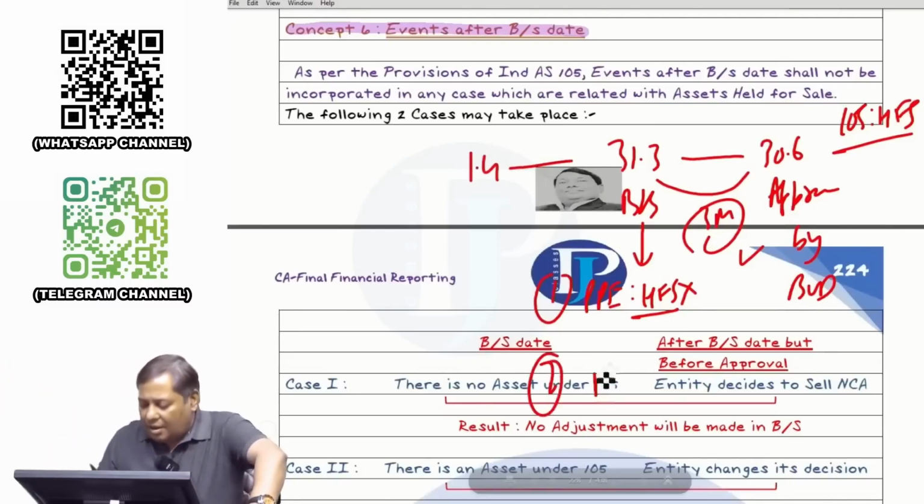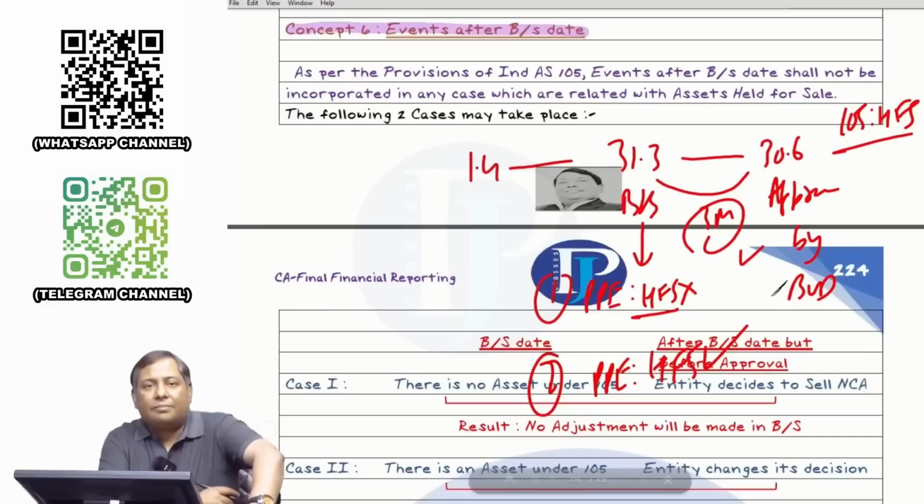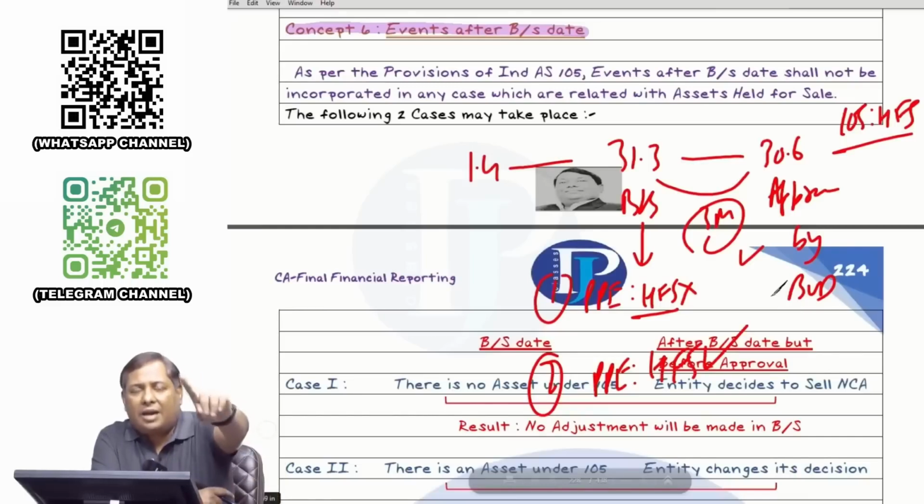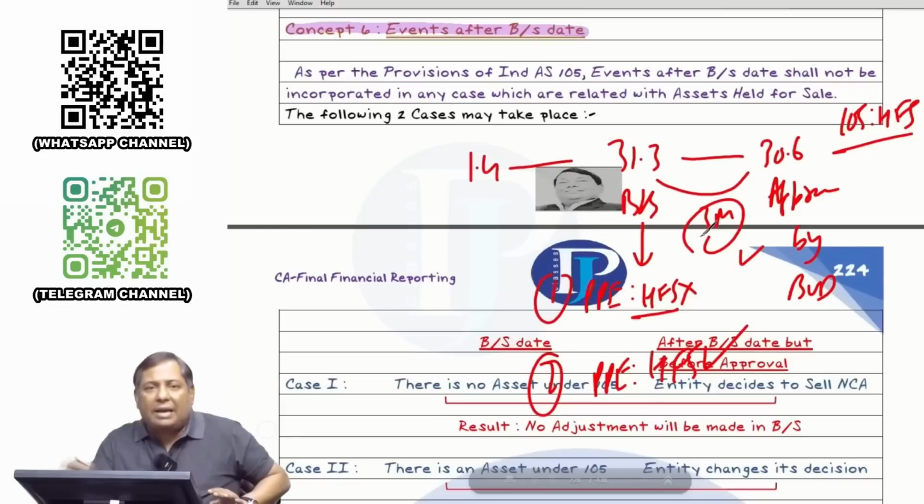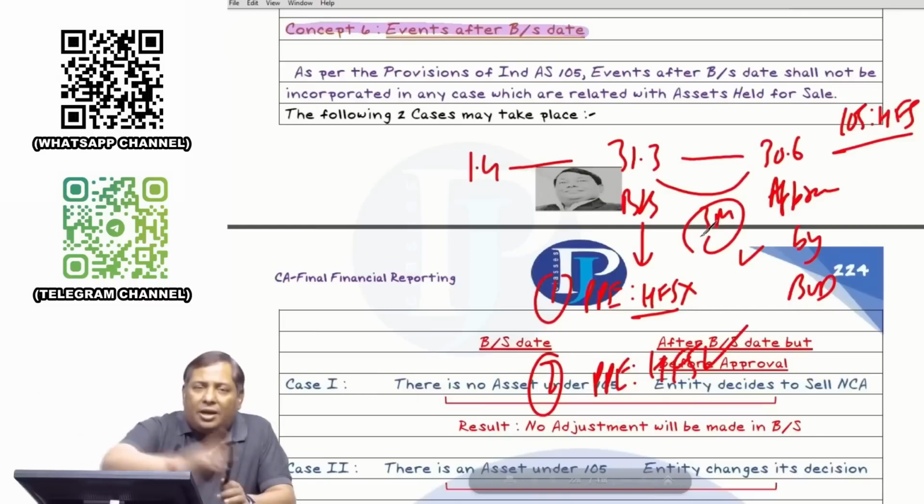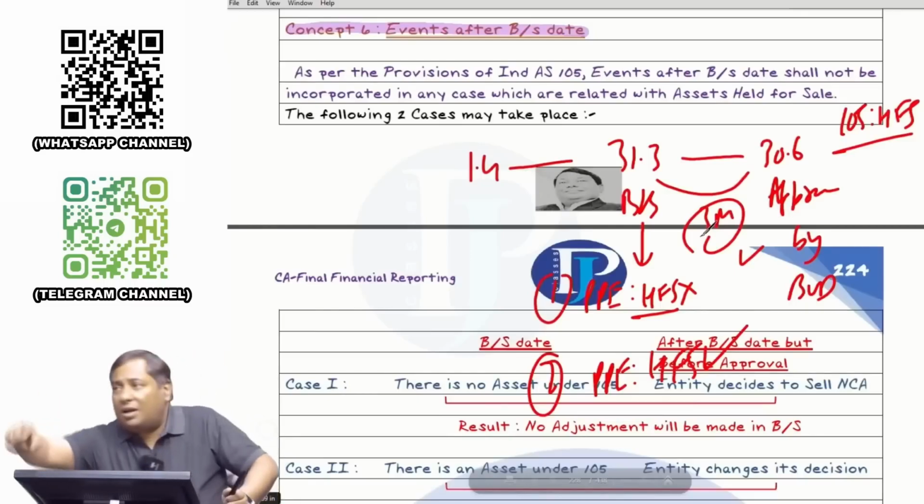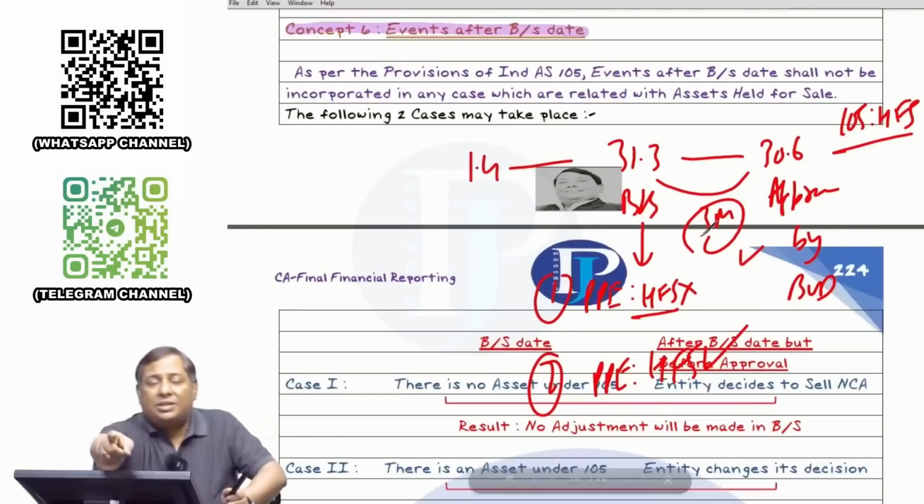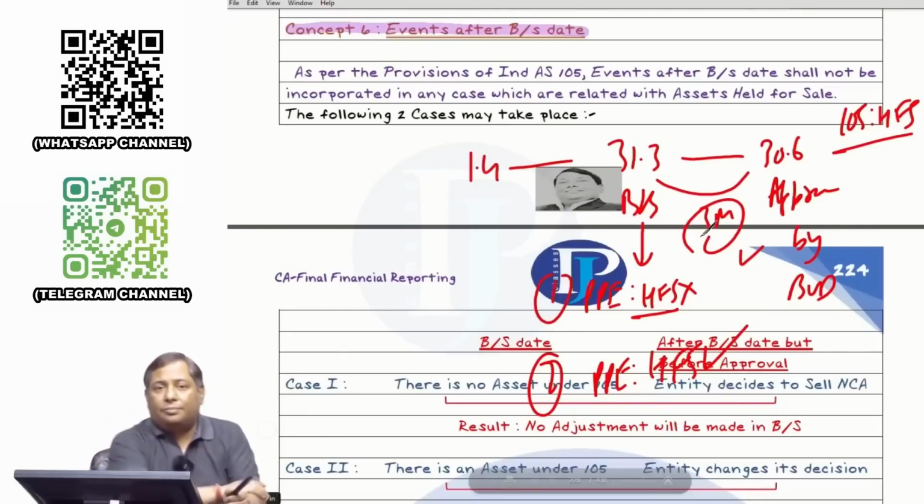Now students, the second case is you have a PPE and you want to sell it. You were planning for 31 March for HFS. It came under 105. But before approval, you had a change in plan. If there is a change in plan before approval, even then there is no adjusting event. Change in plan accounting will be done next year. Show this in the balance sheet date as HFS. You won't get any adjustment in any way. I told you this in concept number 6.